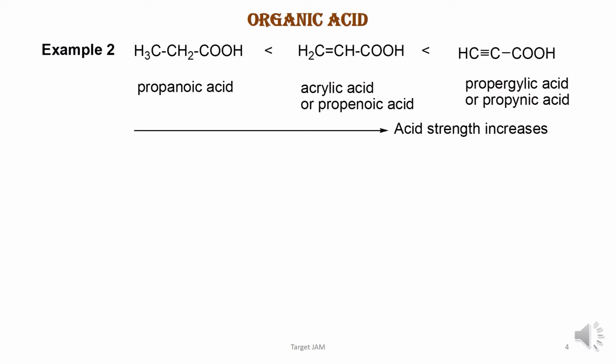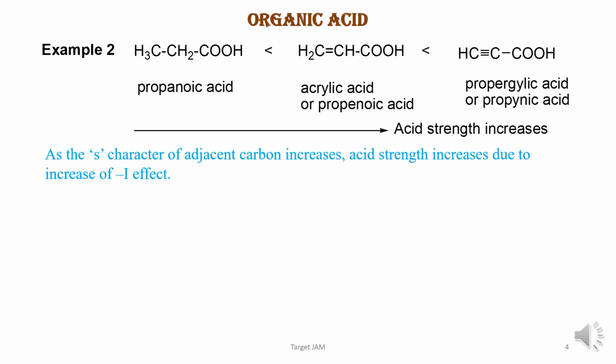Example 2. Propanoic acid, acrylic acid and propargylic acid. The acid strength increases from left to right. Here, the hybridization of carbon changes from sp3 to sp2 to sp. And as the s character of the adjacent carbon increases, the acid strength increases due to increase of minus I effect.